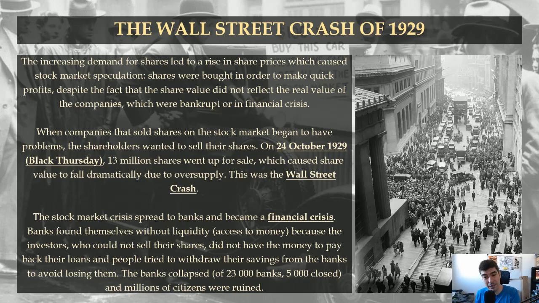So as the financial crisis started, the banks were without liquidity, without access to money, because the investors who could not sell their shares did not have the money to pay back their loans. So these loans that were given to people to buy shares weren't paid back. So the banks didn't have access to money, they went bankrupt and they had to close. And almost 5,000 banks out of 23,000 closed in this period, and millions of citizens were ruined.